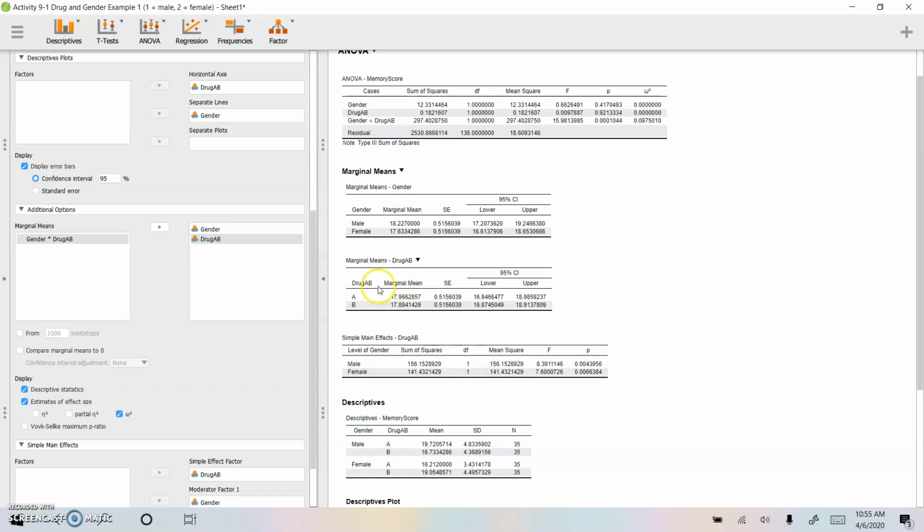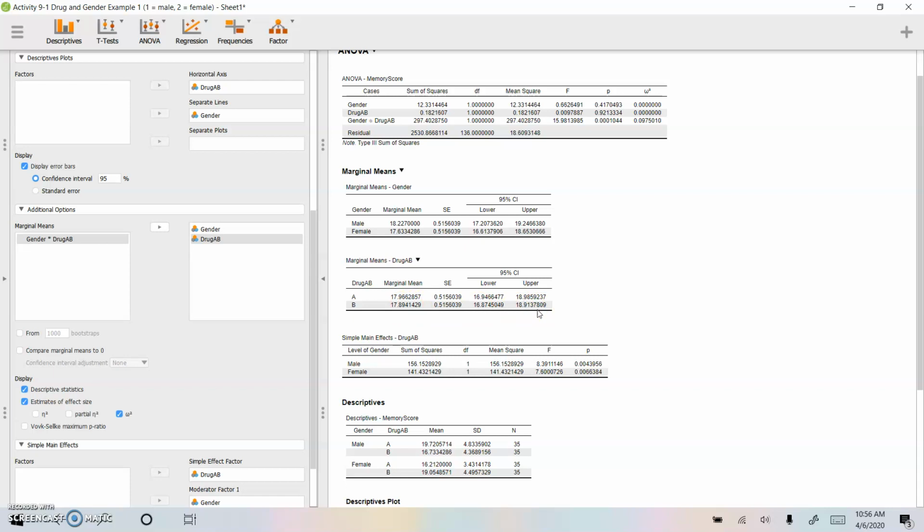So for both of these main effects, we're ignoring the other factor at this point, or averaging across it. For example, the male mean is 18.22, which is just the average of the two means for the men. For females, the average is 17.63, which is just the average of the two means for females. For drug A versus B, you're looking at the average of drug A, so that's the average of the means for males and females with drug A. And the average for B is just the average for males and females for drug B.